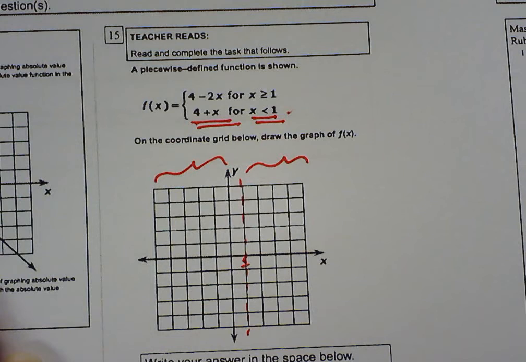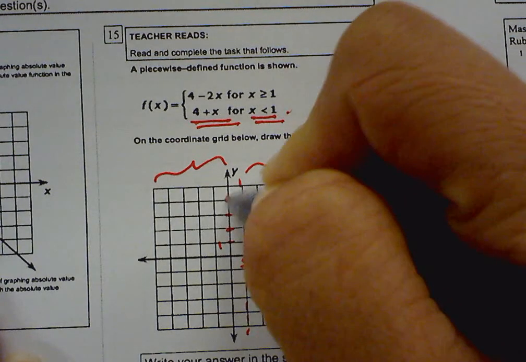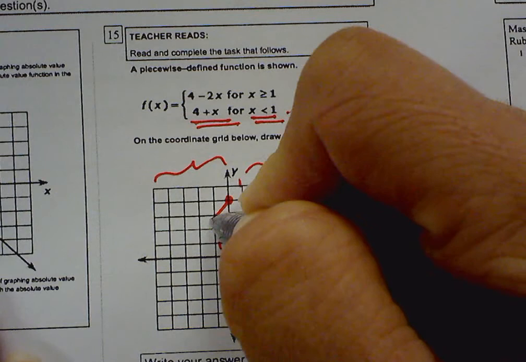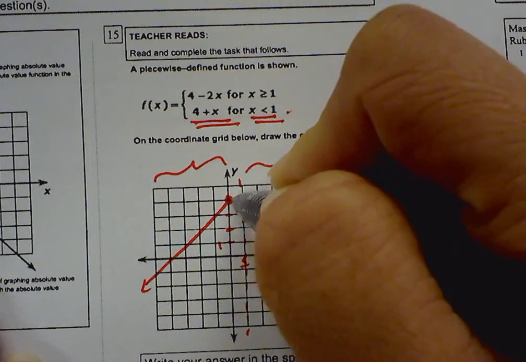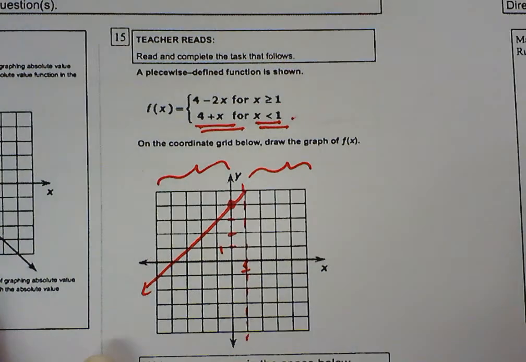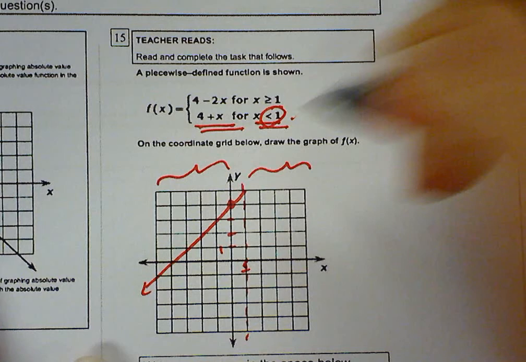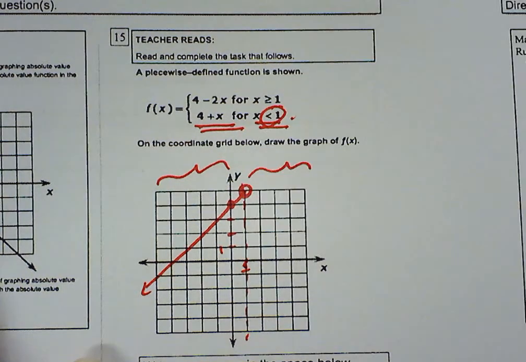So I go up 1, 2, 3, 4. And our slope is 1. But it goes all the way to here. Is that going to be an open circle or closed? Why? Because it's less than 1, right? Not equal to. So open circle. Okay. What about the other piece?